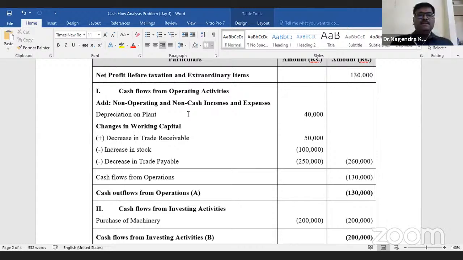Let us see depreciation on plant. In this problem, we have depreciation on the plant as 40,000 rupees. This is a non-cash expenditure that we normally deduct from the profit, so we have to add this back to the profit earned during the year. That is, we add this amount to the 1,30,000. Other than this, we may have other non-cash expenditures also, but here we only have one item, the depreciation of the plant.